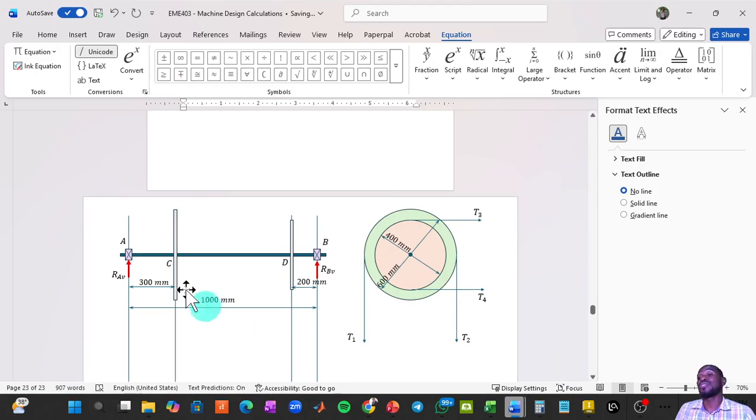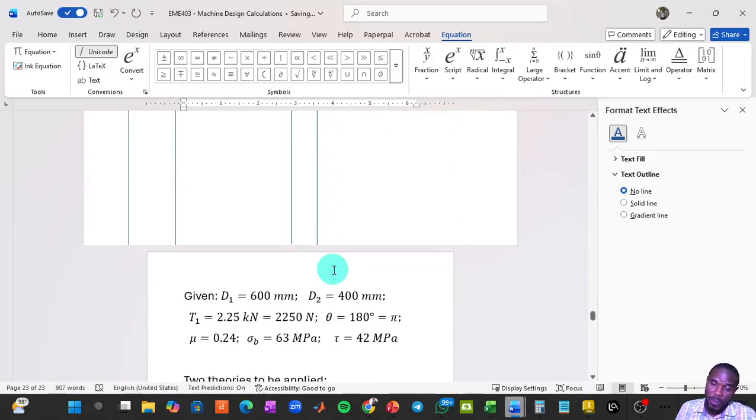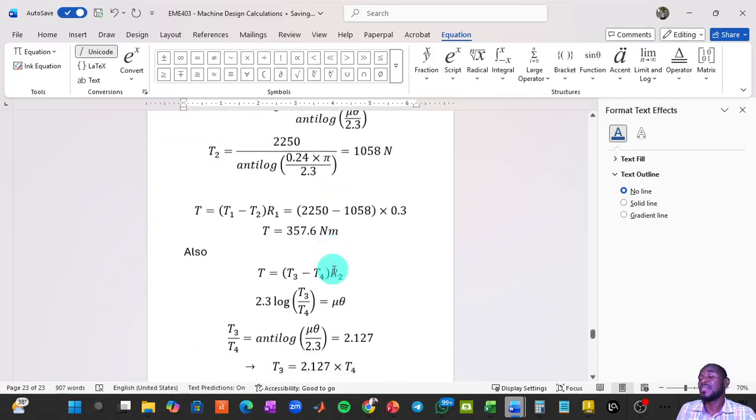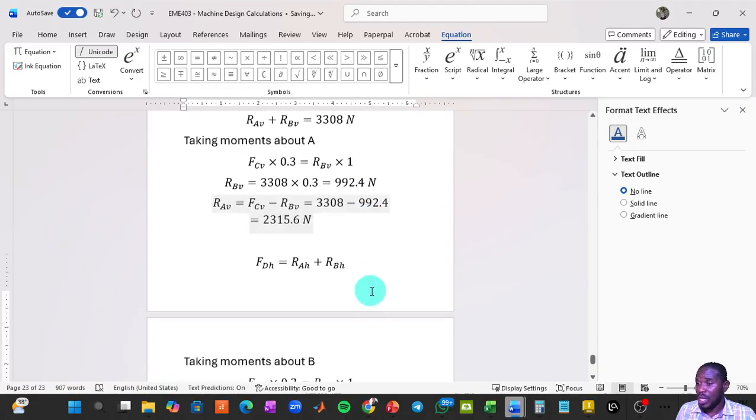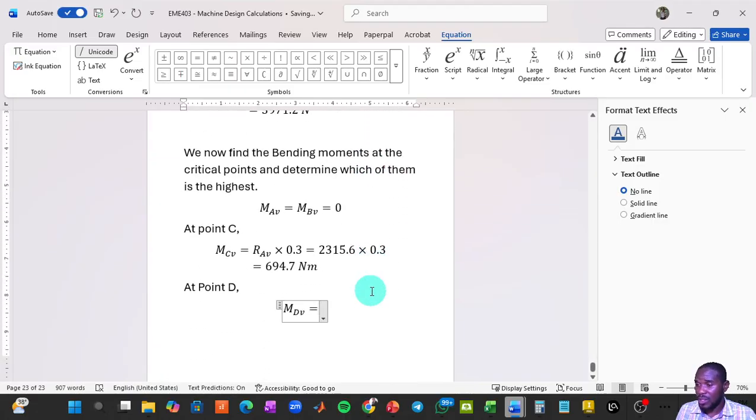That's a lot of calculation. That value is the same thing as what's happening on the right-hand side, which is RBV times this distance alone. So that's what we're going to work with. I'm going to say that the bending moment at point C in the vertical direction is the reaction force at point B in the vertical direction times the distance between them, which is 0.2.